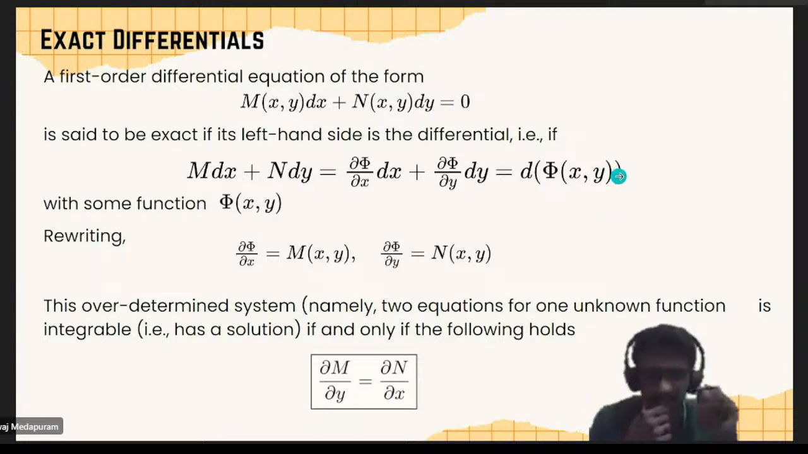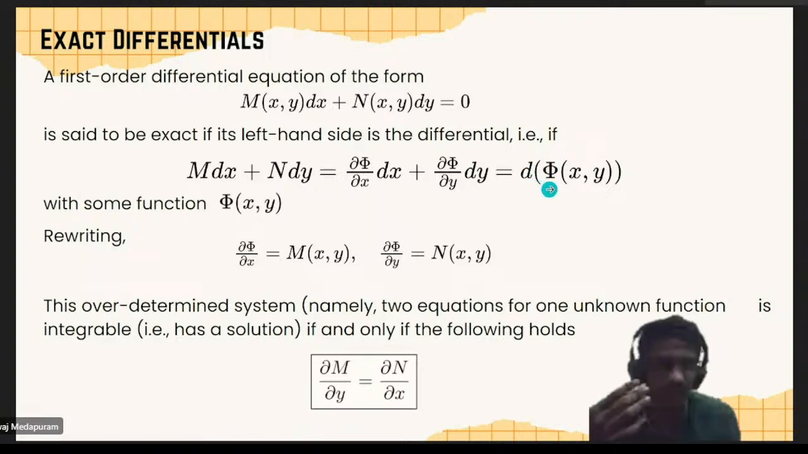Think of it in this way. You should have come across electric fields and potentials, right? We have the gradient of potential to be the electric field. We can take the φ to be a potential and just take the gradient to give this one: ∂φ/∂x into dx plus ∂φ/∂y into dy.